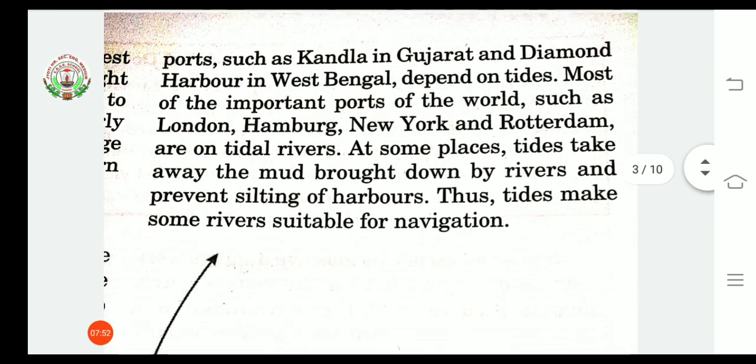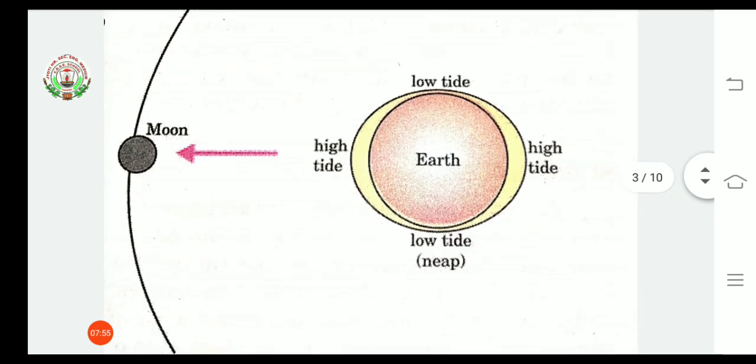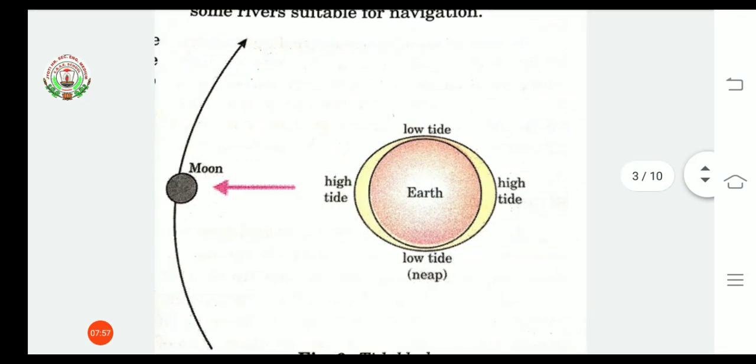One diagram is here regarding this tide. With the help of this, you can easily understand the tides. Here you can see in between there is earth.